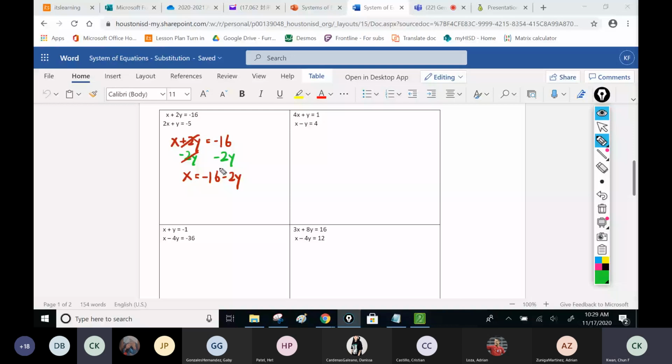And then take this right here, negative 16 minus 2y. I'm going to plug it back into the other equation and replace the x. So that means you're going to get 2 times negative 16 minus 2y, and then plus y equals negative 5.